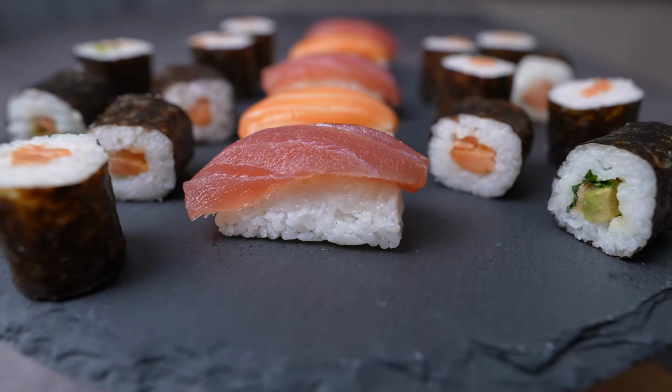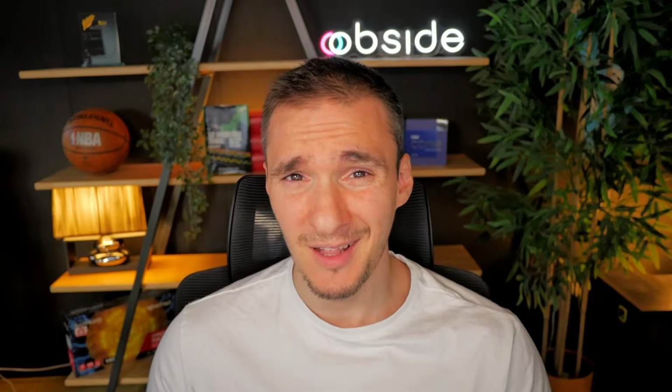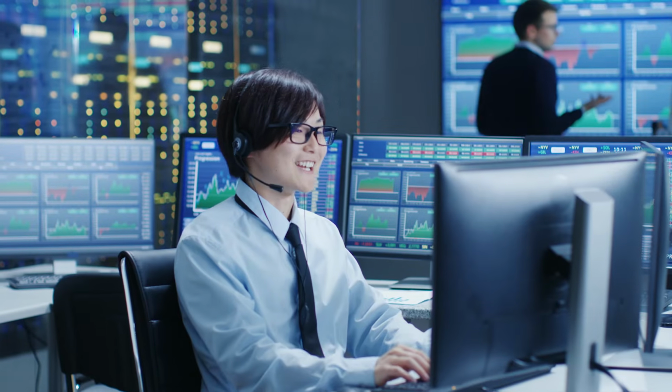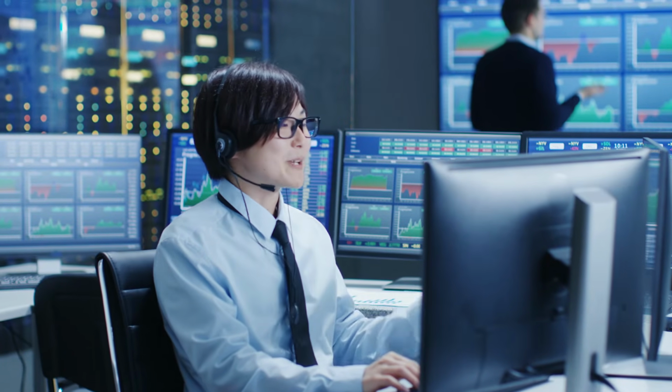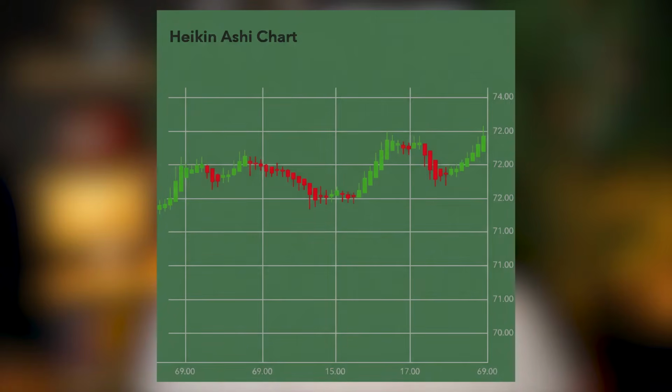Japanese traders love three things: sushi. So good. Sake, and Heikin Ashi. No, Heikin Ashi isn't a fish. It's actually a very specific way that Japanese traders analyze charts on their trading platforms. There's a reason why many experienced Japanese traders have quietly abandoned traditional candlestick charts for something cleaner, smoother, and often more reliable: Heikin Ashi charts.